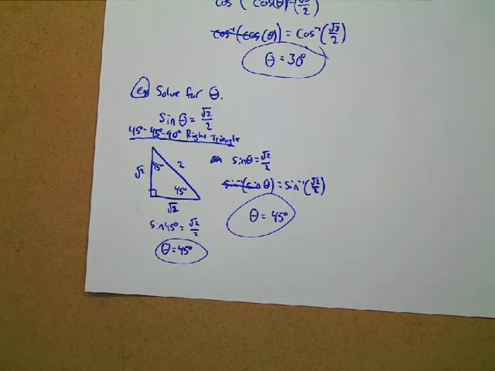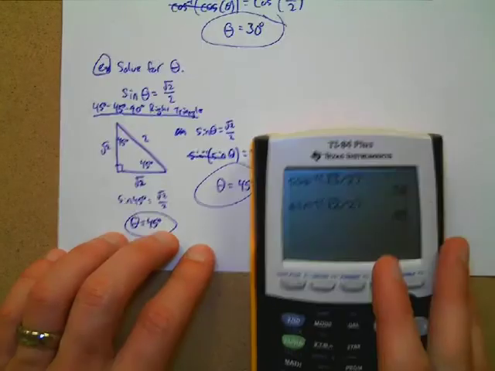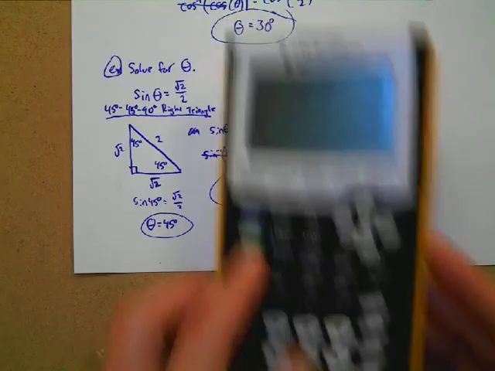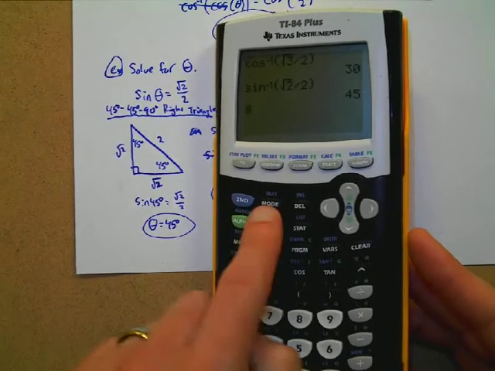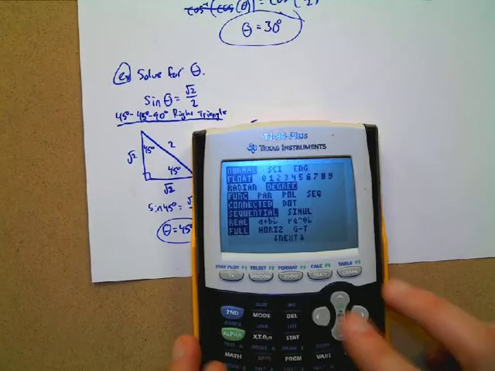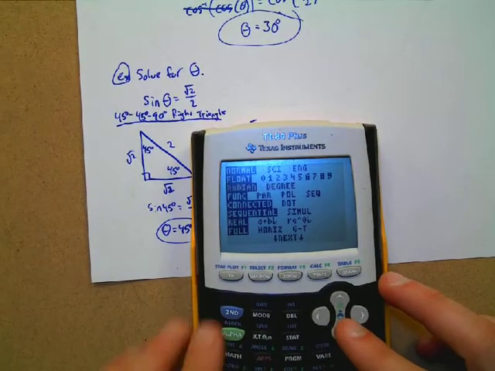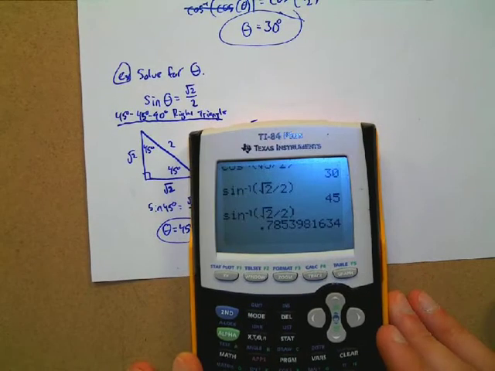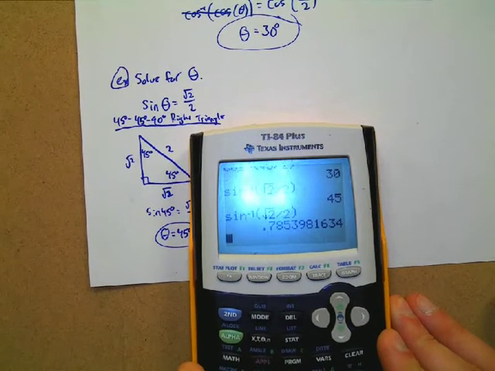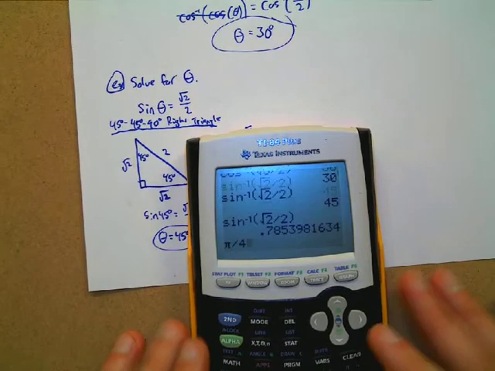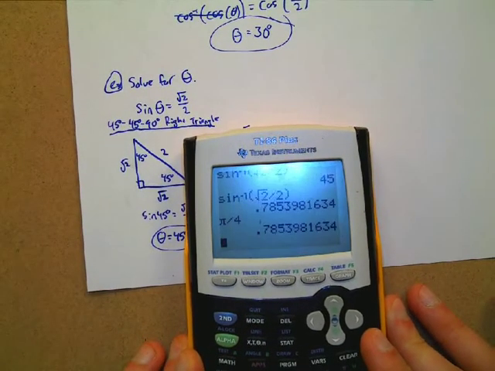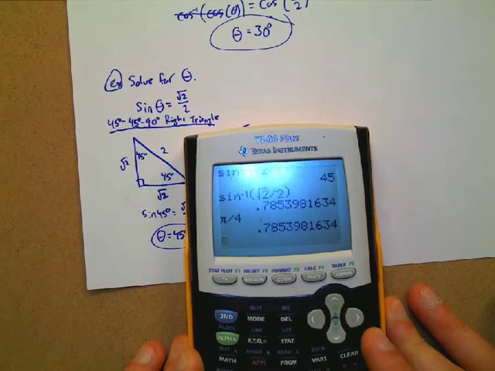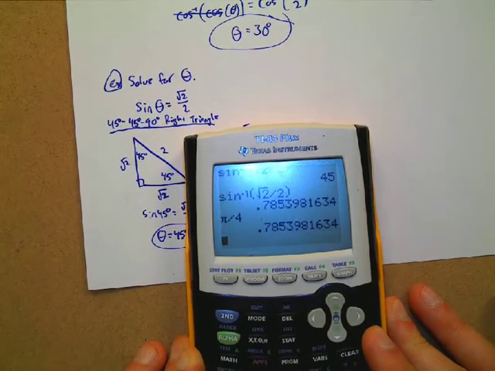Now, the other thing is, what if we didn't want this theta in degrees? What if we wanted it in radians? It's very easy to do in the calculator. All you have to do is press the mode button, which is right next to delete, between delete and second. Change your mode from degrees to radians. Then when I type in sine inverse of root 2 over 2, I get 0.785, which is the same thing as pi over 4. Because 45 degrees is the same thing as pi over 4, it just gives you the radian measure.